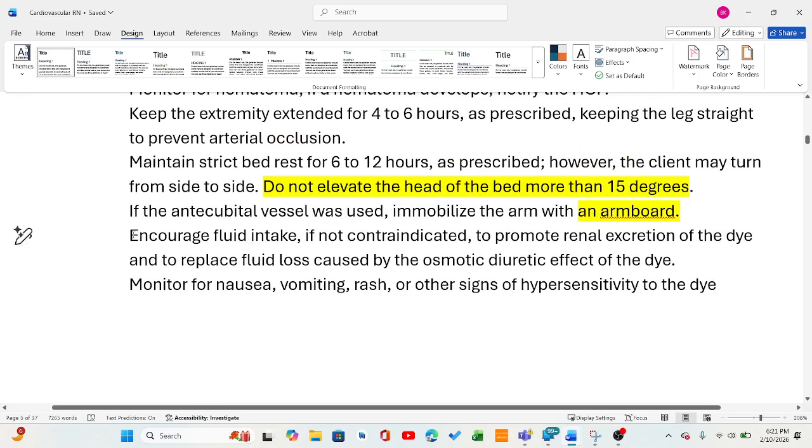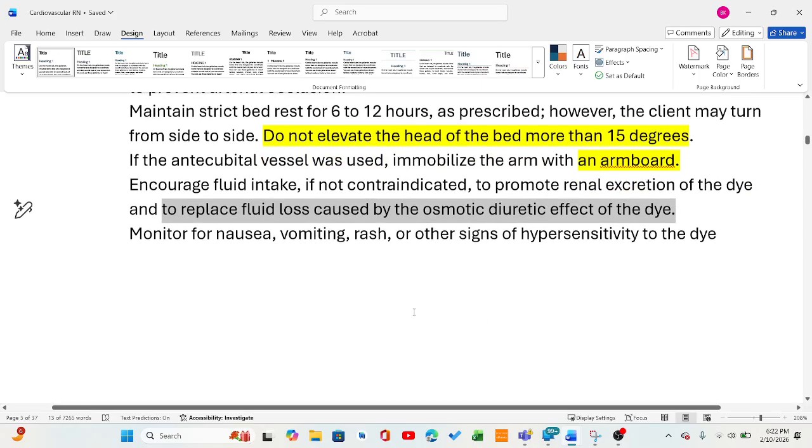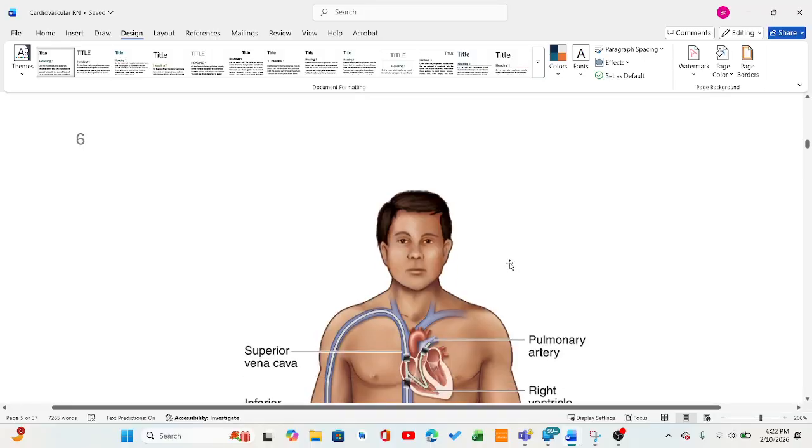And then, because the dye is involved, another thing you need to do is to encourage fluid intake to get rid of the dye. Also make sure that you replace the fluid loss as quickly as possible because of the dye. So they'll be drinking a lot. You encourage fluid intake so that you can get rid of the dye. So how do you know if the patient is having problems with the dye? You monitor for nausea, vomiting, or any rash. It's a sign that the person is reacting to the dye, and you need to inform the provider right away.